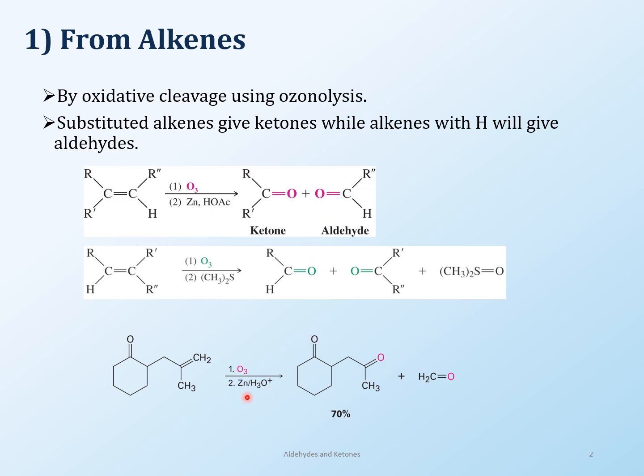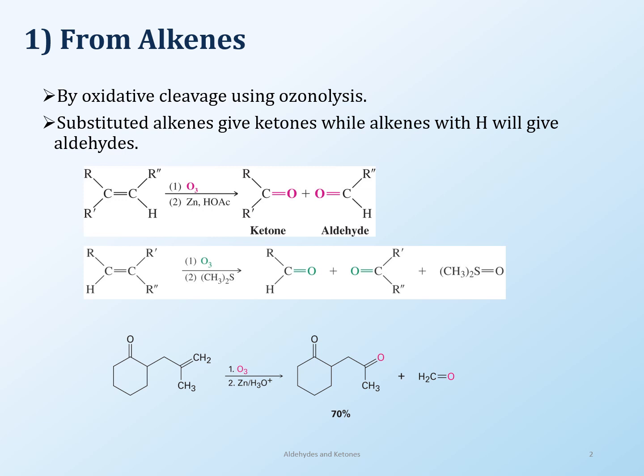Here is an example of how this works. If you have something like this, in which the alkene here is completely unsubstituted, it's all hydrogens, then you get a ketone over here and formaldehyde over here. If there were more carbons here, then you would get a more substituted aldehyde. That's all. So that is ozonolysis.